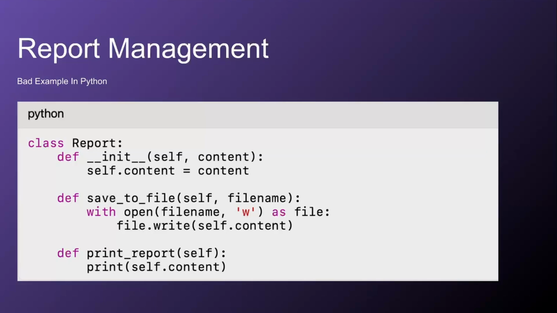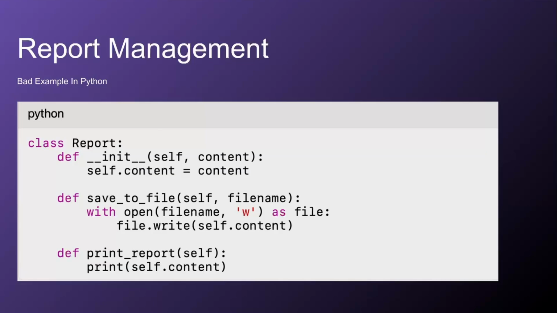In this code, we can see I have declared a class Report and it has a constructor. The constructor takes a parameter called content, and it assigns this content to self.content. There is one method called save_to_file, which takes an additional parameter called file name. Whatever the file name is, it opens that file and writes self.content there. There is a third method, print_report, which just prints self.content. So this is the bad example in Python.